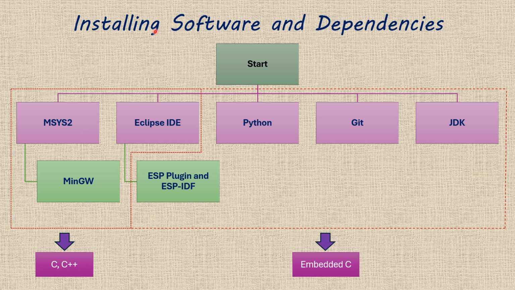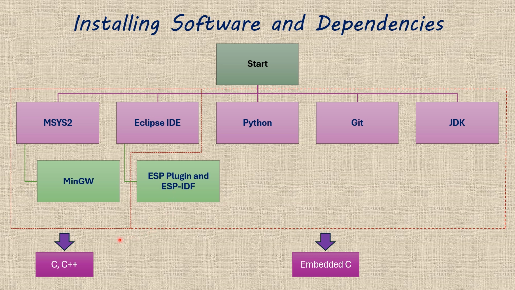The learning path for any microcontroller starts with mastering the C programming language on a computer. Then you move on to learning the specific software for each microcontroller, where the C language is adapted slightly for embedded systems, often referred to as embedded C. This chart shows the software required for learning microcontrollers. These software tools are categorized into two main groups.